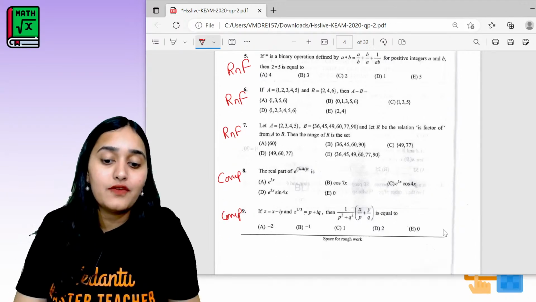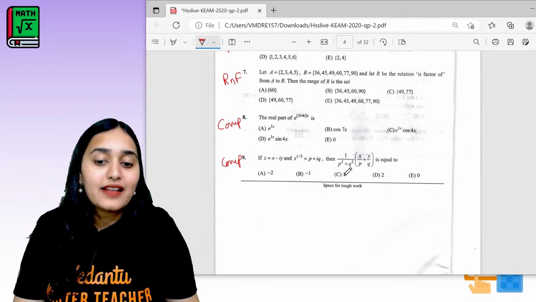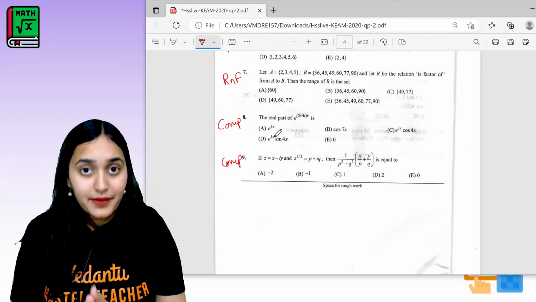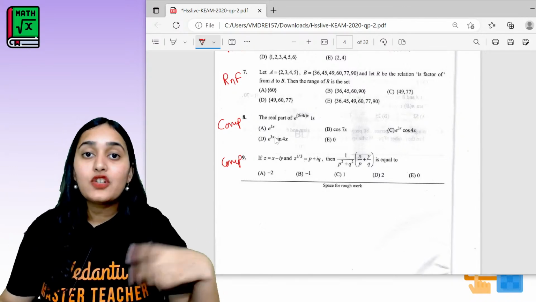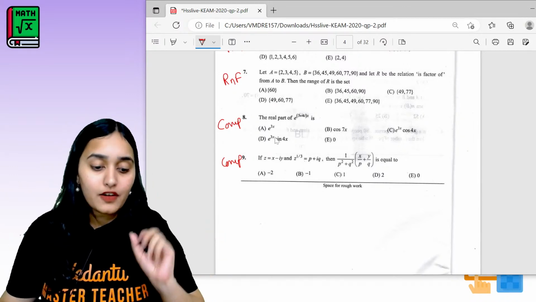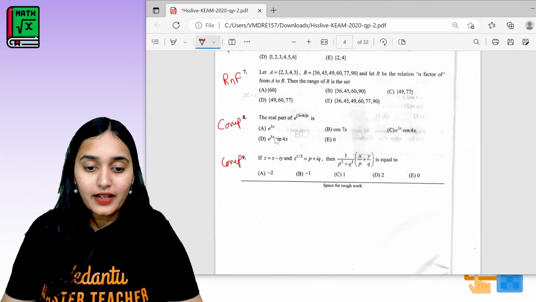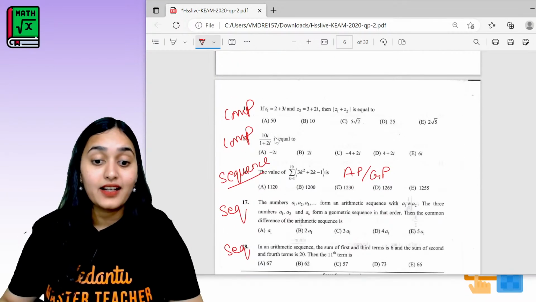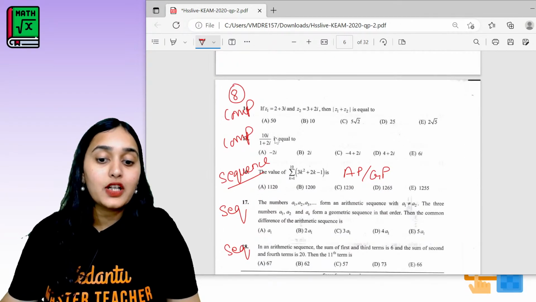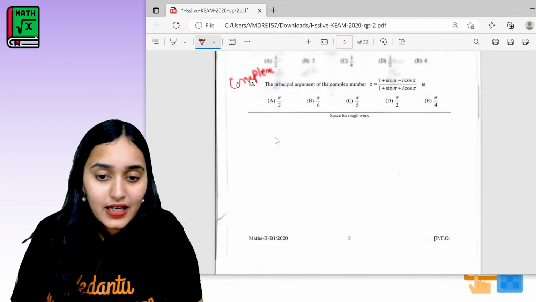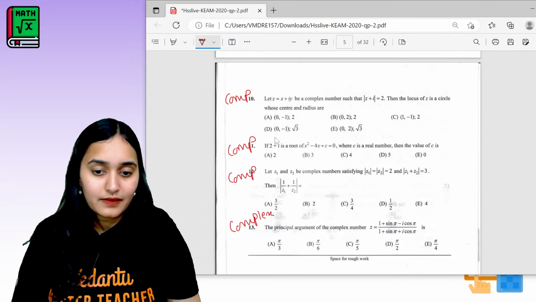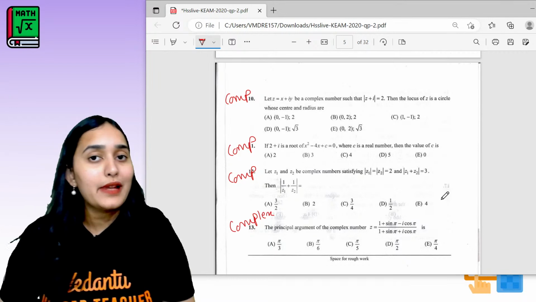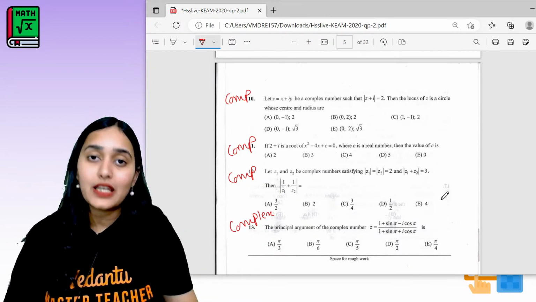After sets and relation and function, mostly they ask a question from complex numbers. So here we have the complex numbers chapter. Now in complex numbers, which you have learned in class 11th, they ask a lot of questions. If you count here, 1, 2, 3, 4, 5, 6, 7, 8. Total 8 questions are asked from complex numbers itself, and as you can see, they are quite easy questions. So next week we will definitely do the complex numbers chapter also, because this is a very important chapter.